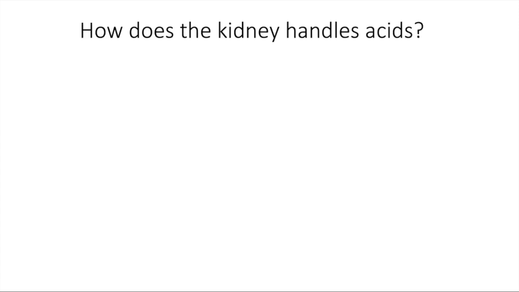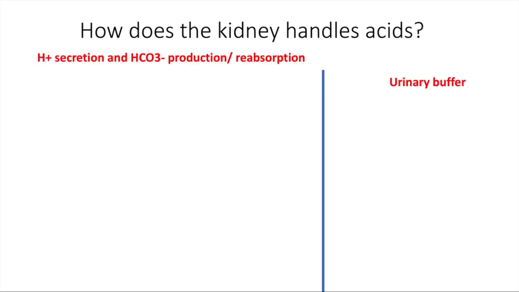So how does the kidney handle acid? The kidney tubules handle acid by both hydrogen secretion, bicarbonate production, and buffering system.